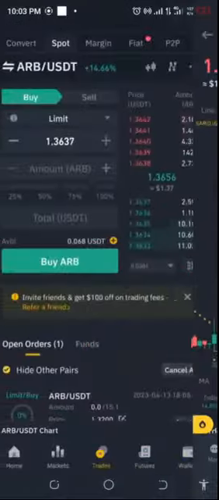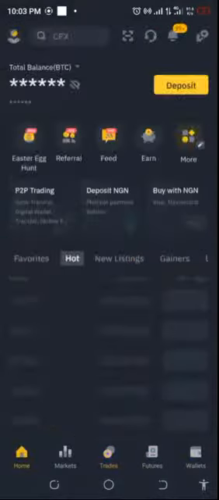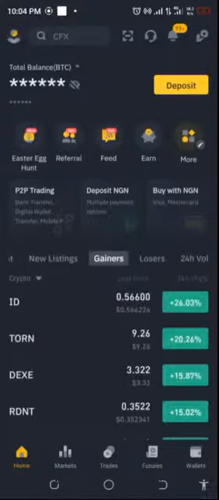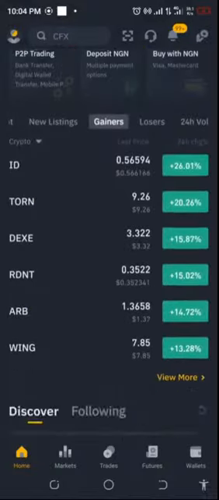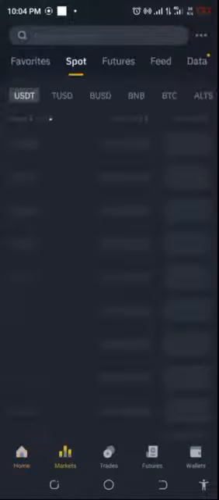I'm just going to go check again. Let's look under gainers. It's under new listings, but let's just be sure that it's also under gainers. Okay, is it on the gainers? Should I go with this? Okay, ARB is on the gainers. Okay, let's try this. Let's go ahead and just buy outrightly.